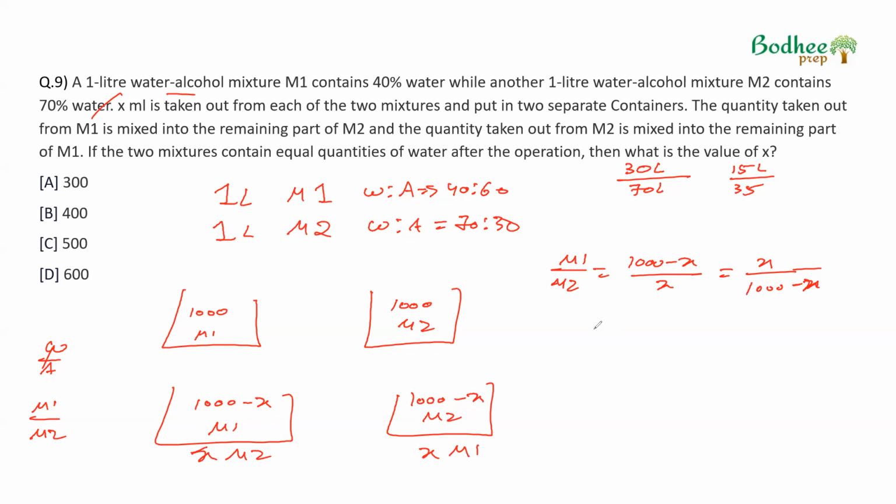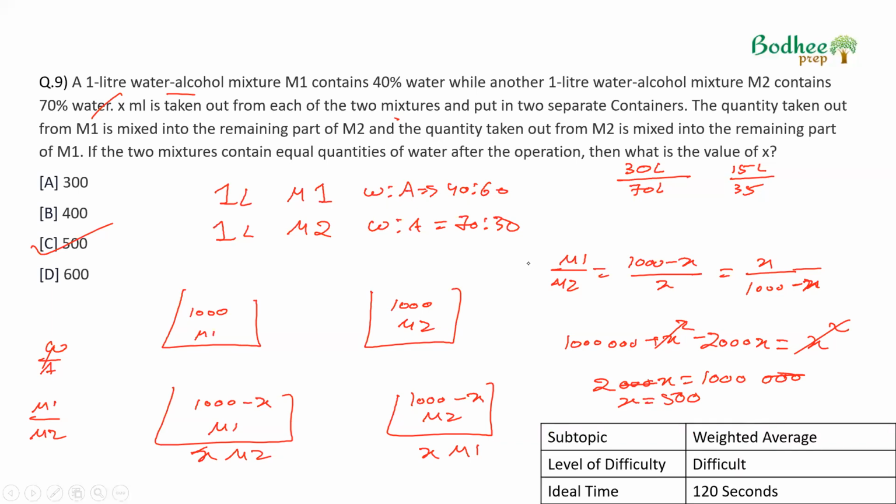We cross multiply here. 1000 into 1000 is 100,000, a minus b whole square plus x square minus 2000x. A square plus b square minus 2ab is equal to x square. X square cancel. Therefore, 2000x will come out to 1000000. The three zeros cancel. 1000 upon 2, x will be 500. So what is the value of the quantity removed? Option C, 500.